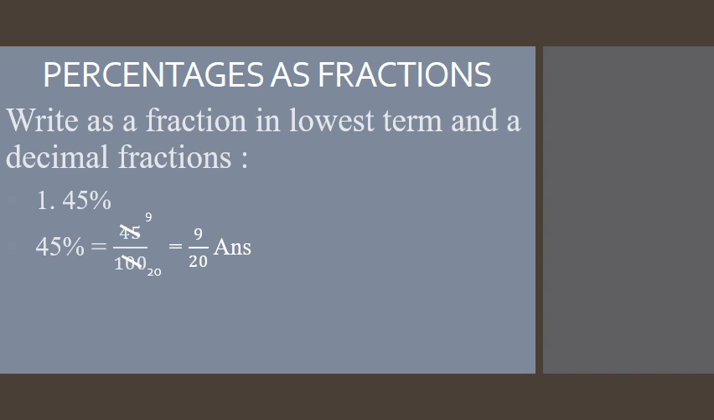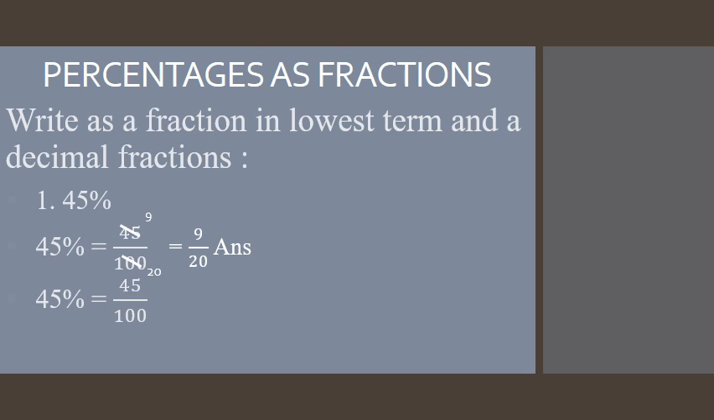So, when we write 45% as fraction, our answer will be 9 by 20. And you cannot reduce this fraction further. So, this is our final answer, 9 by 20. Now, children, the other part of the question is that you have to write 45% as a decimal fraction. So, how are we going to do that? Let us see.